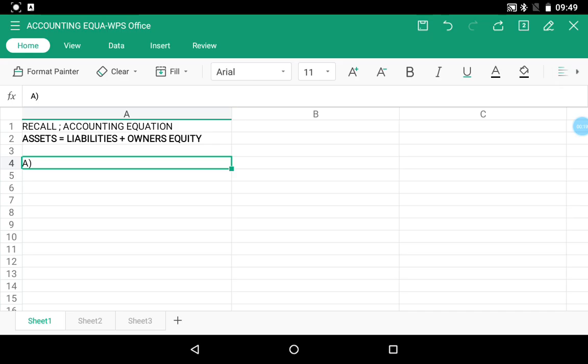So today we are going to continue. Last time we talked about our accounting equation and we saw how we can come up with it. So today we are going to look at some illustrations or examples on how we can come up with the accounting equation in our usual life or in our business. But recall, our accounting equation is assets is equal to liabilities plus owners equity.